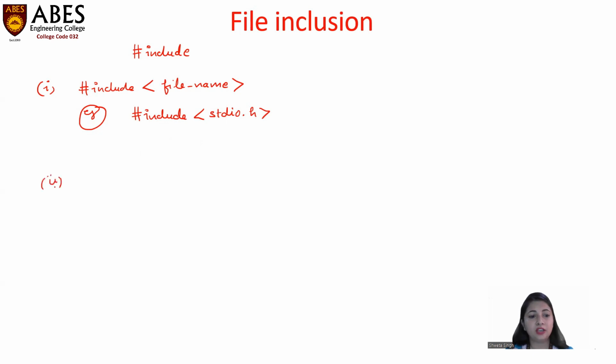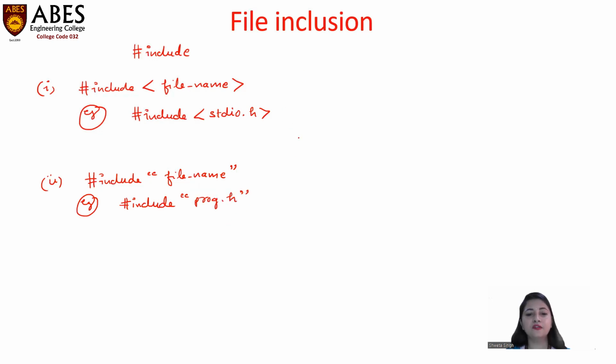The second method that we can use to include a file in a program is hash include, and instead of using angular brackets, we use double quotes and the file name. For example, hash include and the name of any file. Now, what is the difference between these two methods?